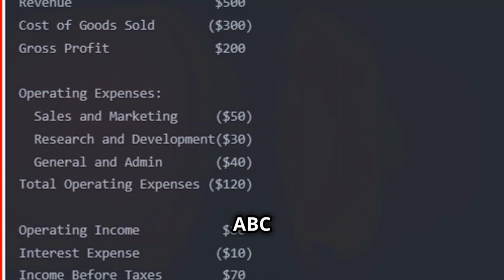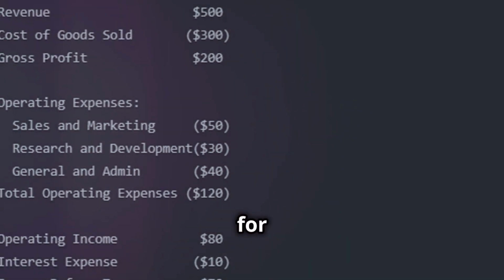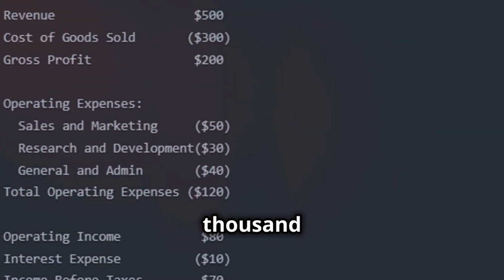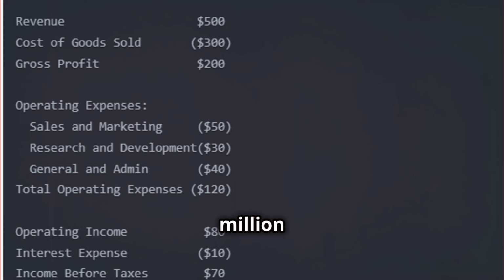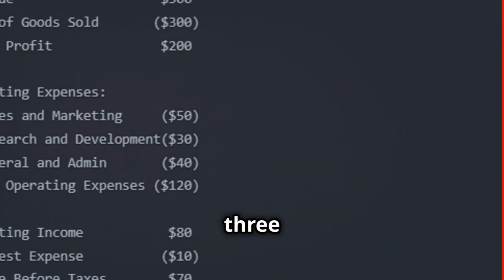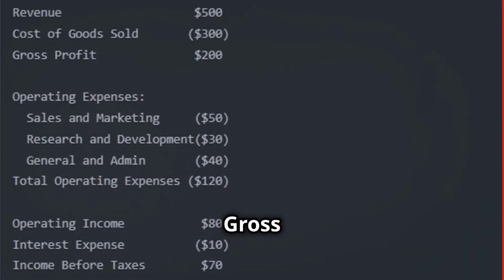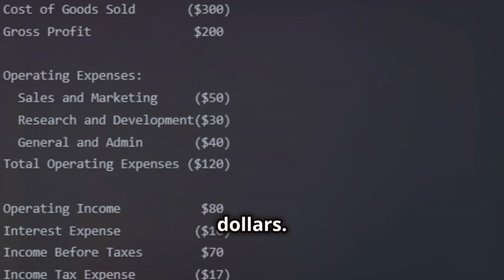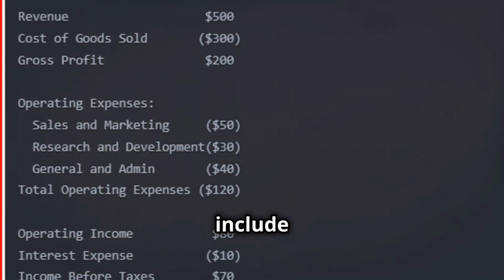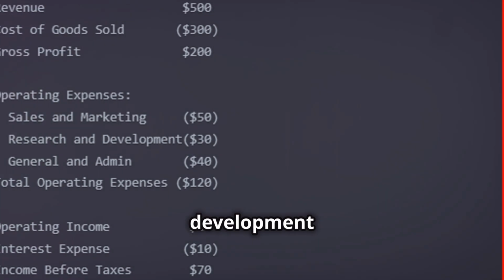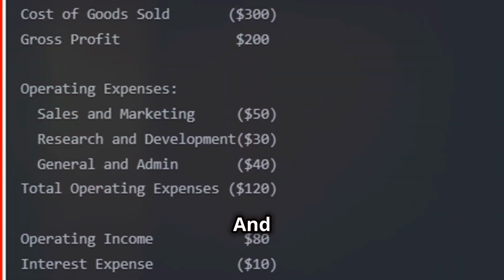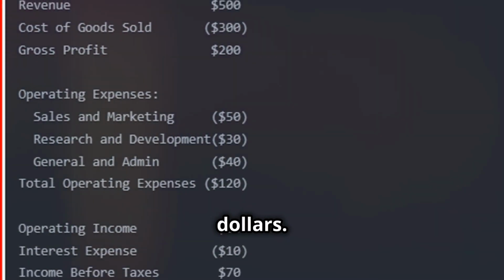For example, look at ABC Inc.'s income statement for the year ended December 31st, 2023 in millions. Revenue $500 million. Cost of goods sold $300 million. Gross profit $200 million. Operating expenses include sales and marketing at $50 million. Research and development at $30 million. And general and admin at $40 million.